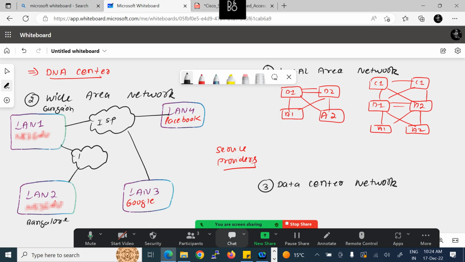All right, and we have a service known as MPLS. MPLS is mainly used to provide communication between two private sites, and MPLS stands for multi-protocol label switching.